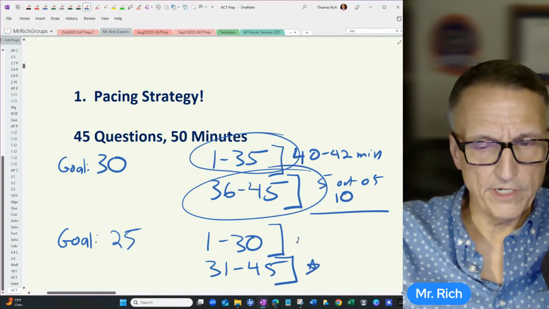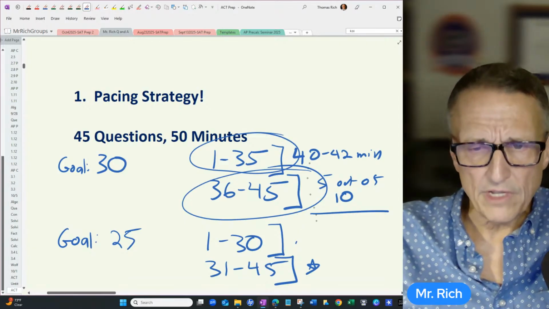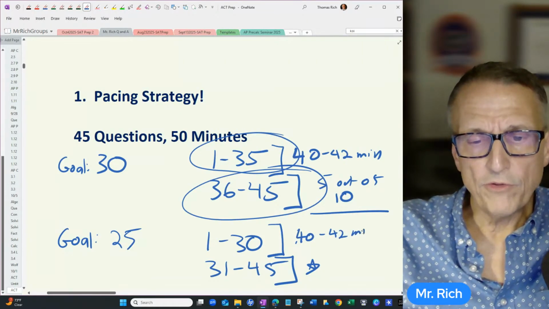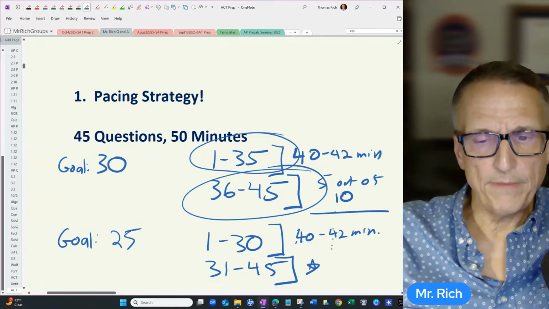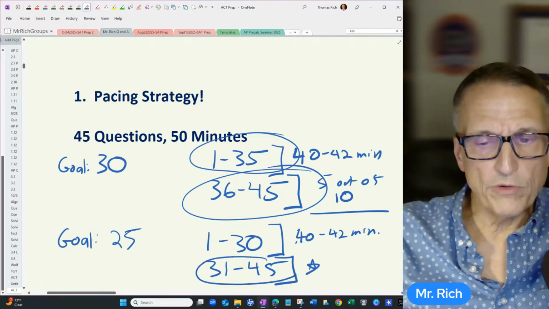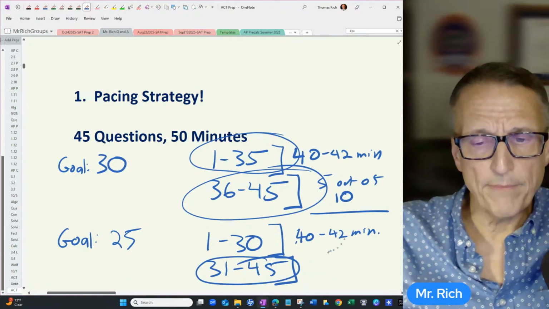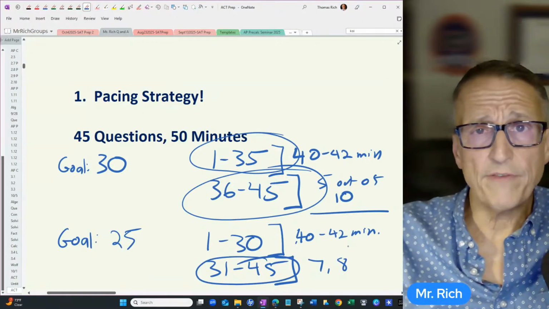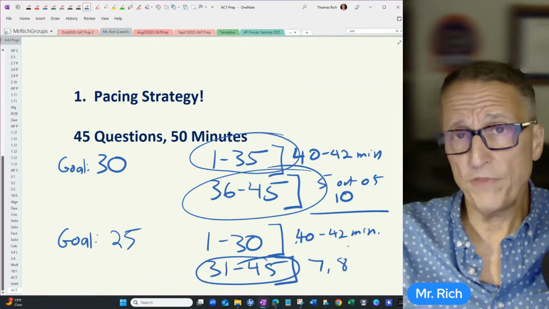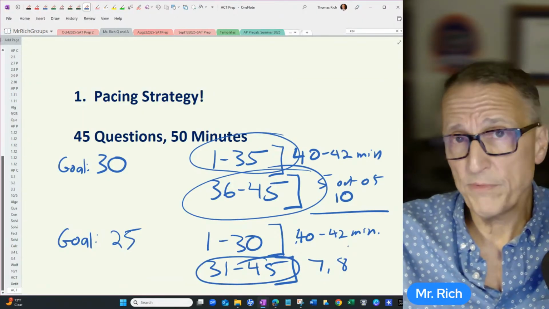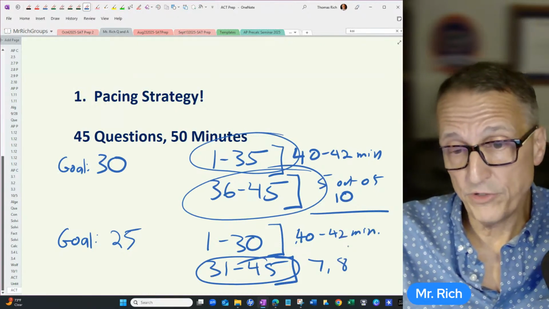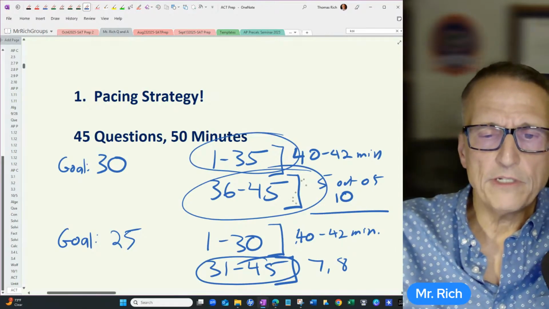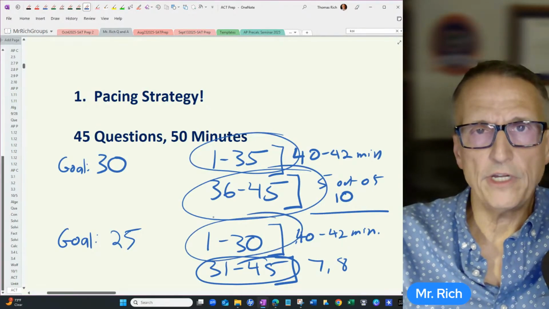So you want to spend a disproportionate amount of your time, again, maybe 40 to 42 minutes on those first 30, leaving yourself maybe 8 minutes to sort through those and find perhaps 7 or 8 that you feel comfortable answering. And if all you do is answer 7 or 8 and you don't spend any time on the rest of those, and you make pure guesses on those, that's going to be fine, because you want to be spending more time on these questions here.